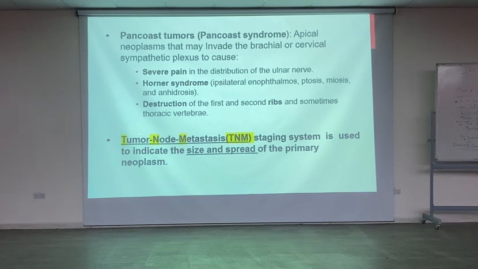The T stands for the size of the primary tumor. N stands for the regional lymph nodes. So you need to know how many lymph nodes are involved and which type of lymph nodes, meaning you need to name them. And M stands for metastasis, the presence of distant metastasis. According to the TNM stage of this tumor, the management plan and the prognosis can be determined.